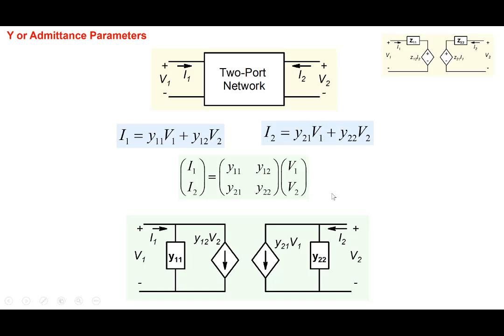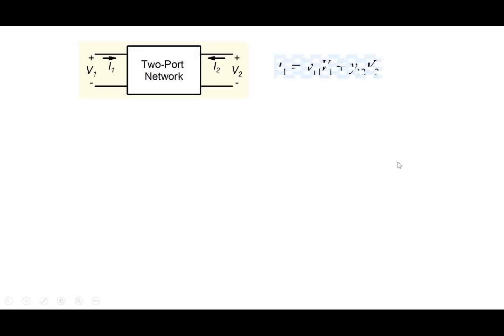Similarly, if we look at I2, the second term Y22 V2, we can represent it by a simple impedance or an admittance here. The second part depends on V1, and we don't have any V1 in this particular part, so we have to represent it in the form of a dependent current source here. So voltage dependent current source Y21 V1 here. So we can also represent our two-port network in terms of these Y parameters here: Y11, Y12, Y21 and Y22 here.